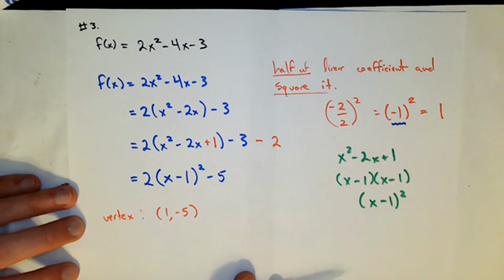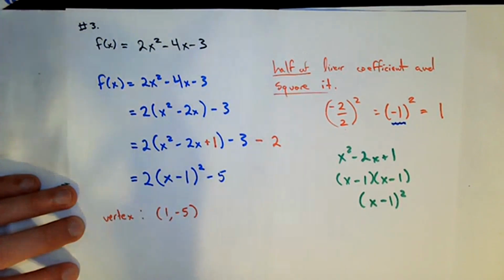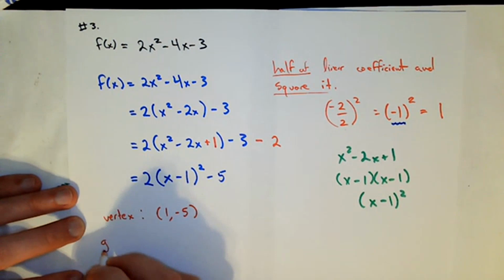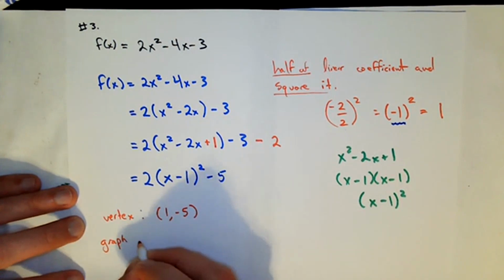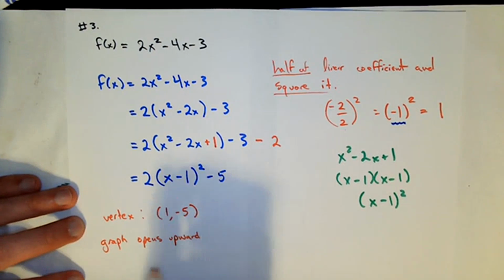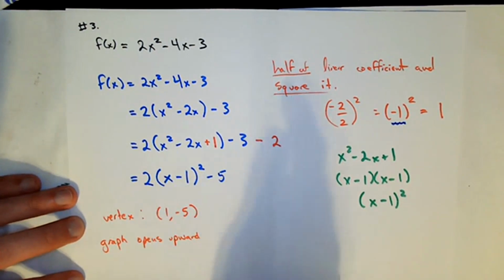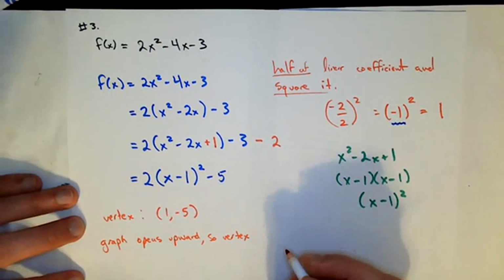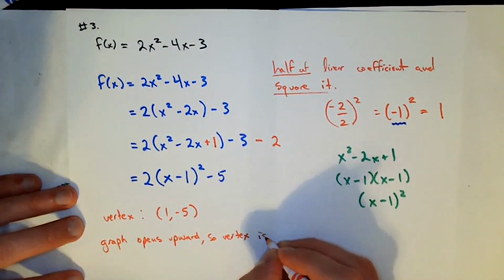Okay. Now they ask for the x and y intercepts. Before I get to that, though, let me go ahead and say that the graph, which way is the graph opening? It opens upward. Look at that 2. It's positive, so the graph opens upward. So the vertex is a minimum.